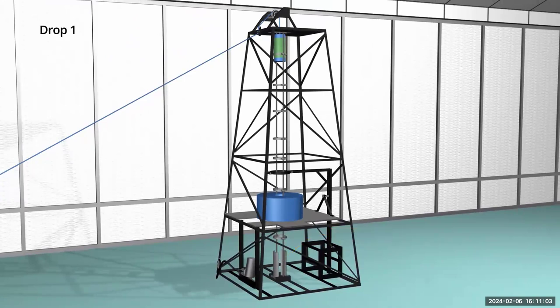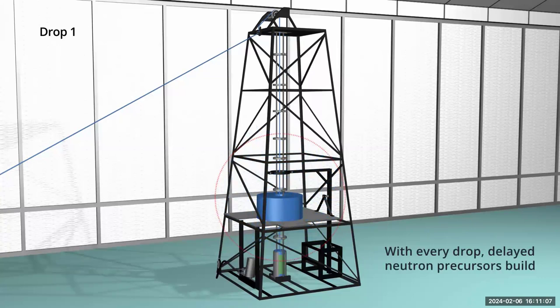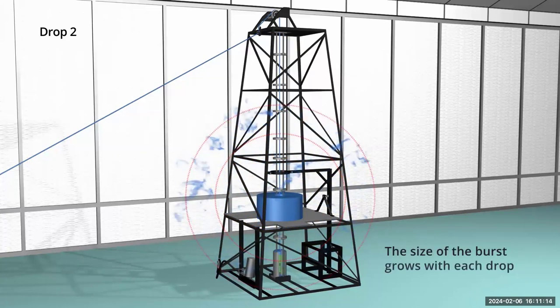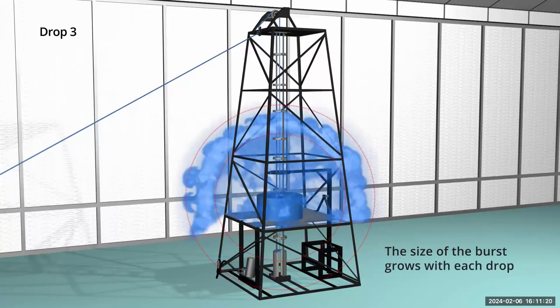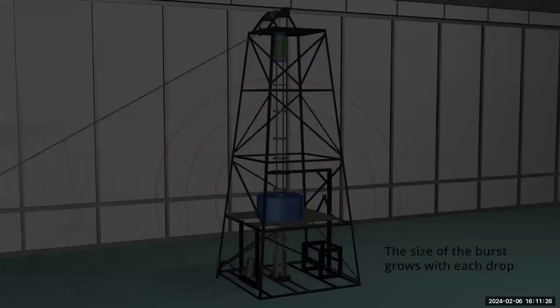we will not have an exponentially growing neutron population. So we drop it through, and it is supercritical. They didn't want to use a very strong neutron source. What they do is drop it multiple times, allowing delayed neutron precursors to build up so that every time you drop, you get a bigger pulse of neutrons. Okay, that's what this video is showing here. So we take two subcritical masses and just use gravity to combine them and look at what happens.